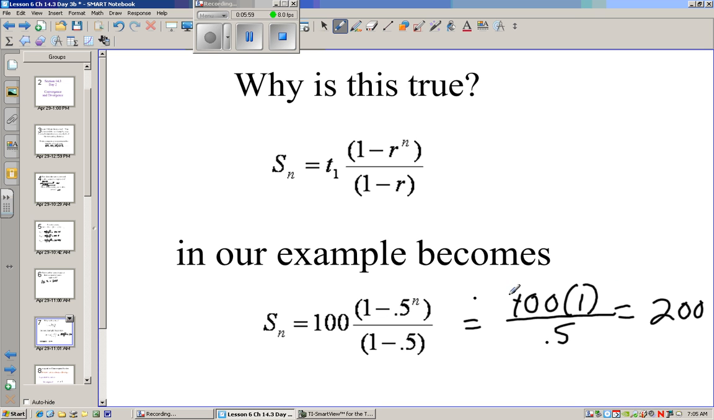Now, I shouldn't say that this equals. I should say as n goes to infinity instead of using an equal sign. As n goes to infinity, this will get closer and closer to 0, and S of n will get closer and closer to 200.